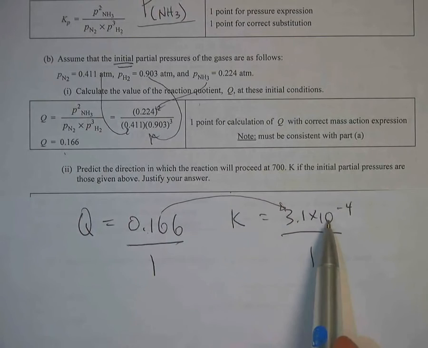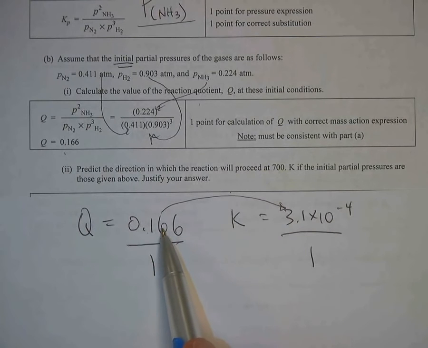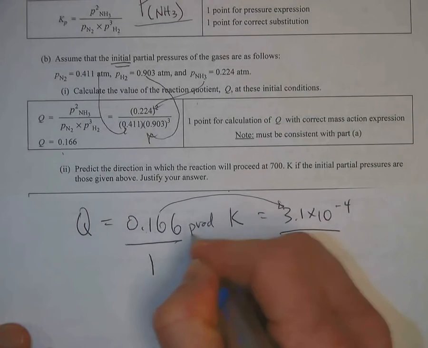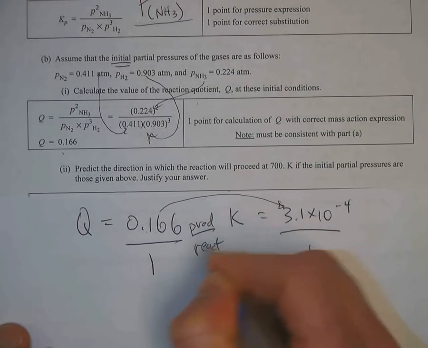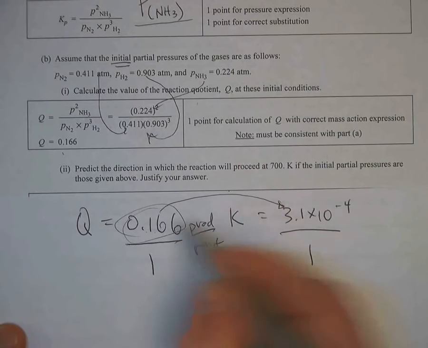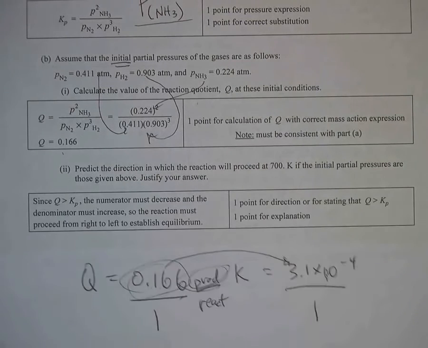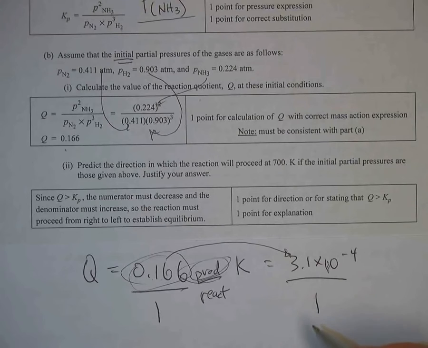Well, this is obviously smaller, so this has got to get a lot smaller to look like K, which means I've got to reduce the amount of products I have, therefore shifting it to the left, because remember, this is products divided by reactants. So reduce the amount of this to get it to look like this, which means I'm reducing my amount of products, so I should shift the reaction to adjust to reduce that stress.